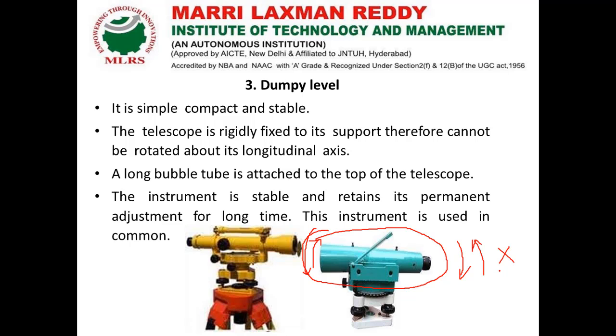It has a long bubble tube attached to the telescope. This is our bubble tube, so that we can check whether the instrument was properly leveled or not. And fourth, the instrument is stable and retains its permanent adjustment for a long time. Permanent adjustments are purely related to our instrument, so higher precision can be achieved when we are using this instrument.